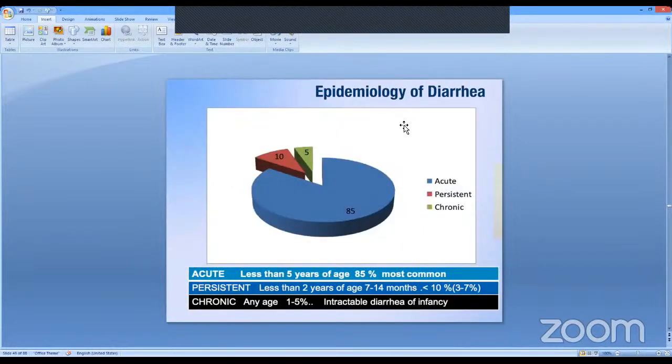So the epidemiology of diarrhea: 85% of diarrhea is acute and will be cured very easily, and it occurs mostly under 5 years of age. 10% of diarrhea is persistent, that I have discussed, and mostly persistent diarrhea occurs under 2 years. Peak age is 7 to 14 months. And chronic diarrhea incidence is very low. Chronic diarrhea or malabsorption is only 5%. Any age can be affected, but there is a subset of diarrhea called intractable diarrhea of infancy. That is also included, a very dangerous type of diarrhea. I am coming to that, and it occurs only in 5%.